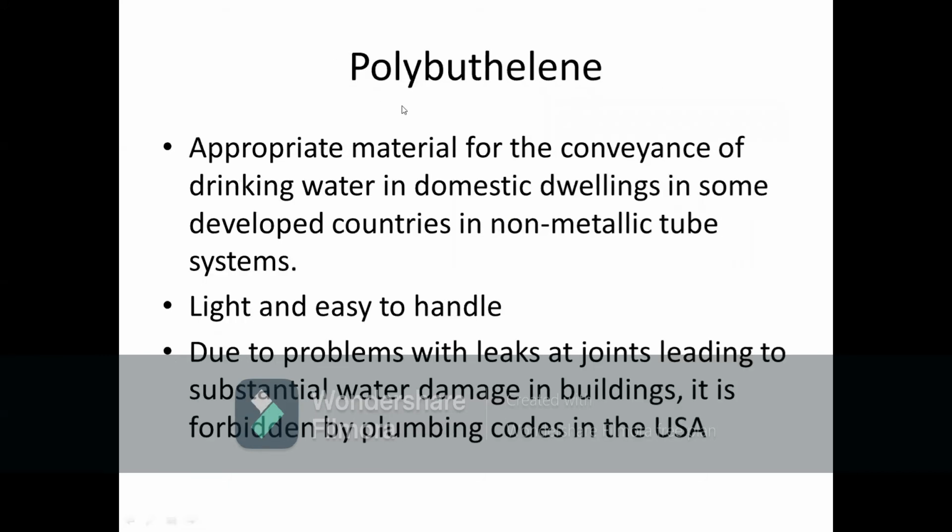The next material will be polybutylene. This is an appropriate material for the conveyance of drinking water in domestic dwellings in some developed countries, in non-metallic tube systems. It is light and easy to handle, but due to problems with leaks at joints leading to substantial water damage in buildings, it is actually forbidden by plumbing codes in the USA. So as you can see here, it does have its own issues, and we had our concerns with using this material due to this.